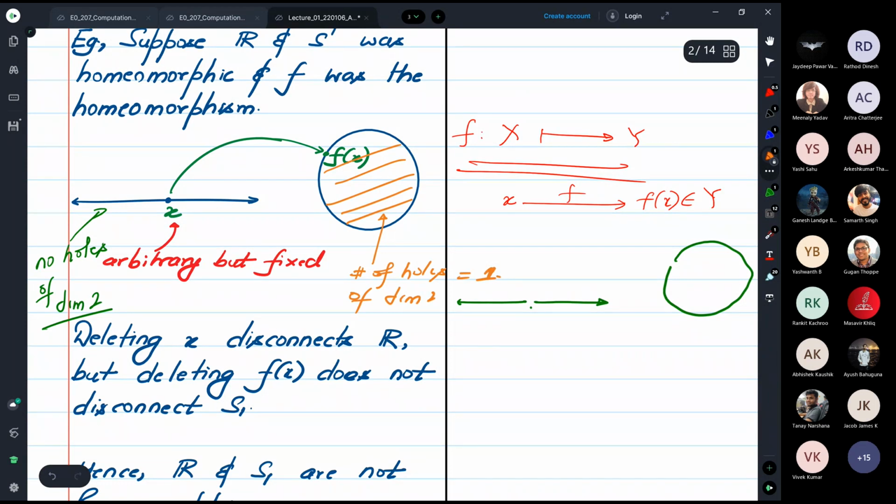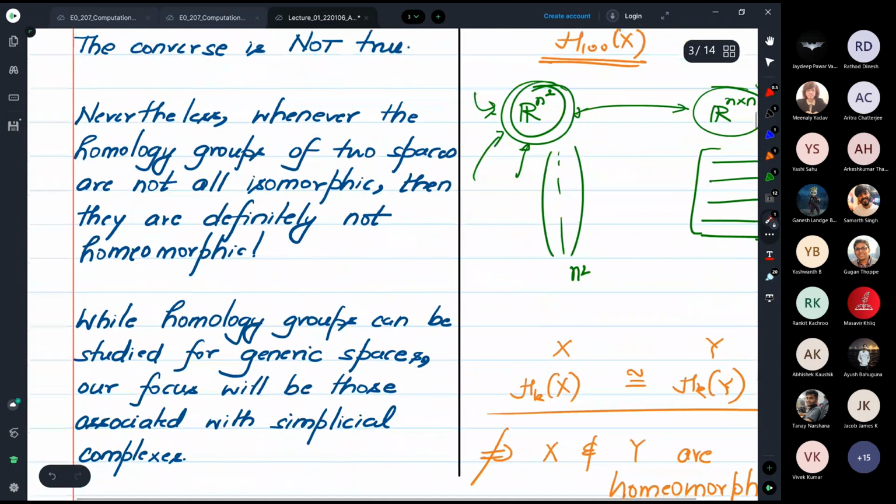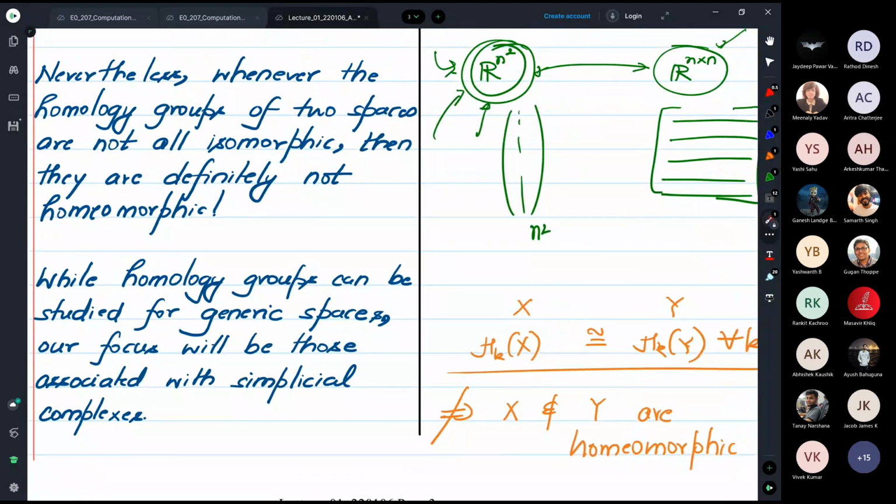So this is at a level of intuition. However, in subsequent classes, you will see how to formally count these holes, what these holes mean, and so forth. But for the time being, you can see that the homology of this space and the homology of this space are not one and the same, and based on that, one can conclude that this space and this space are not homeomorphic. Is this okay? So the bottom line is that homeomorphism implies that the homology groups are isomorphic. However, the converse is not true.